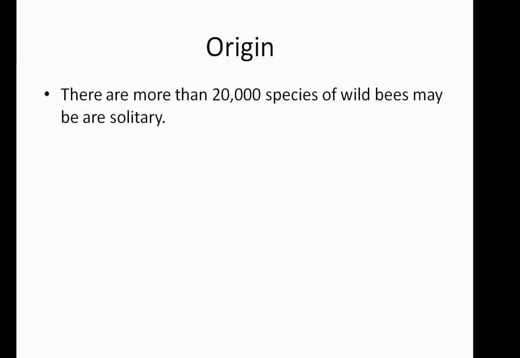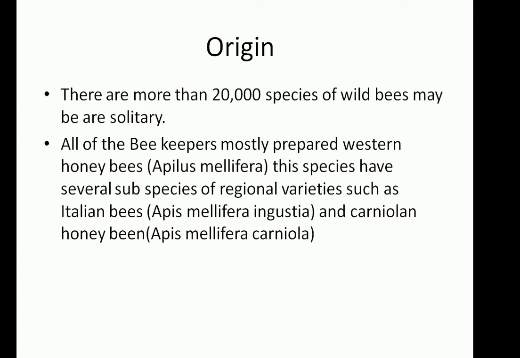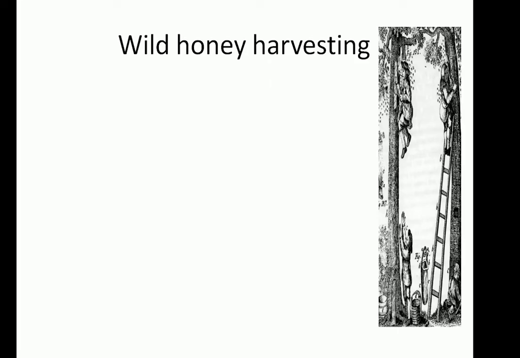How did it originate? There are more than 20,000 species of wild bee, but most are solitary bees and some are social bees. Beekeepers mostly prefer the western honeybee, Apis mellifera, because it is migratory and gives more honey, and Italian bees and Carniolan honeybees are helpful to beekeepers. All the bee species of Apis mellifera are capable of interbreeding and producing hybrids.